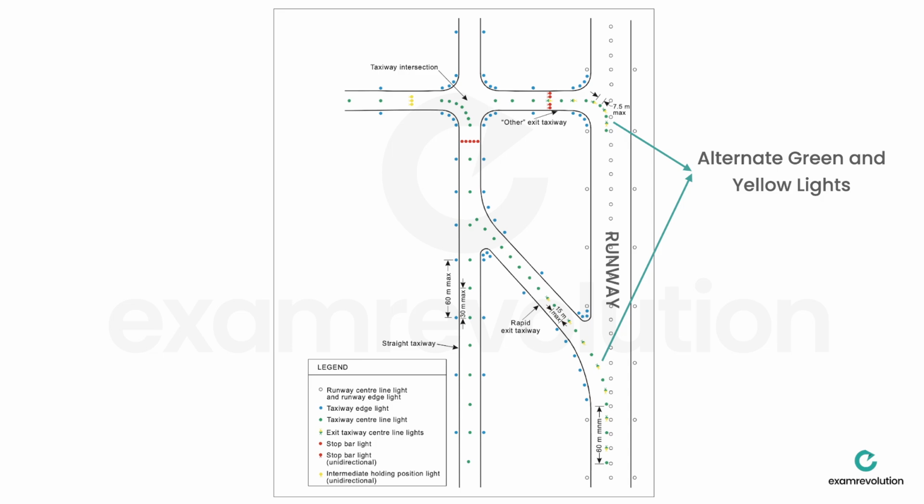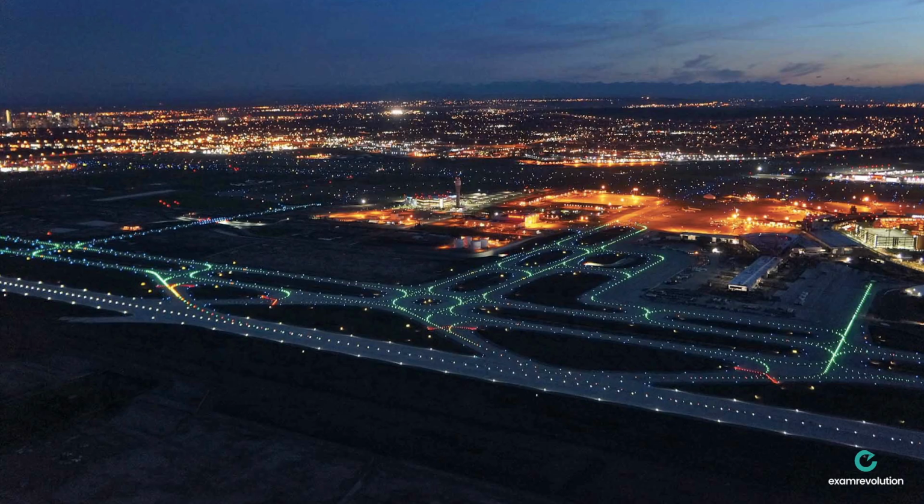And then at the top as well, you can see the same thing where you have the rapid exit taxiway, the 90-degree turn to the left. You'll see green, yellow, green, yellow, green, yellow. All right, and then you've got the spacings there for it as well. You can see 7.5 meters maximum on a curved line, and on a straight line, 15 meters maximum.